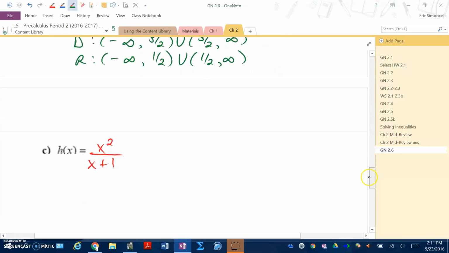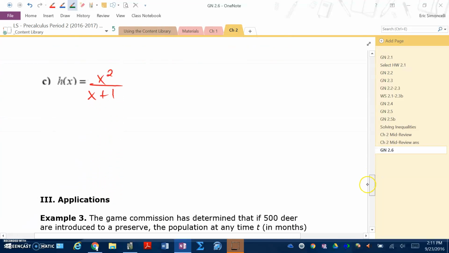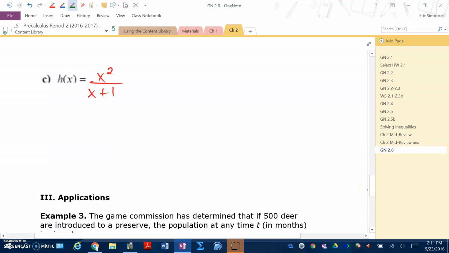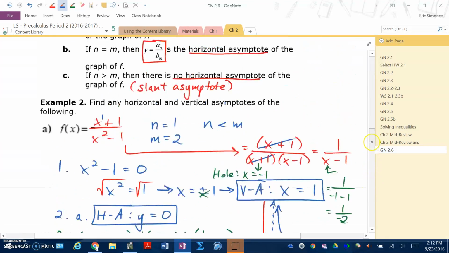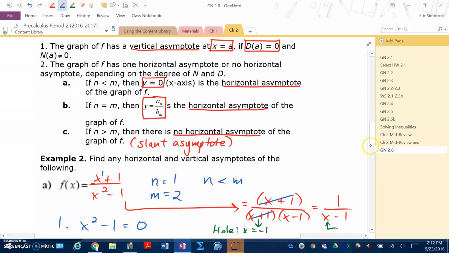So this next function, h of x equals x squared all over x plus 1. We'll jump in here looking at what n and m are. N is 2, the highest exponent of the numerator, and the denominator is 1. Because n is greater than m, we haven't seen this yet, but looking back at the second option from the previous page, we see that if n is greater than m, then there is technically no horizontal asymptote.